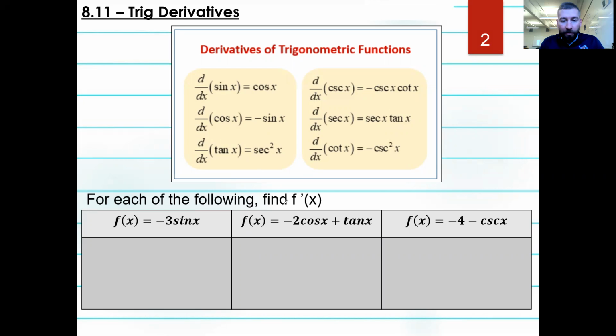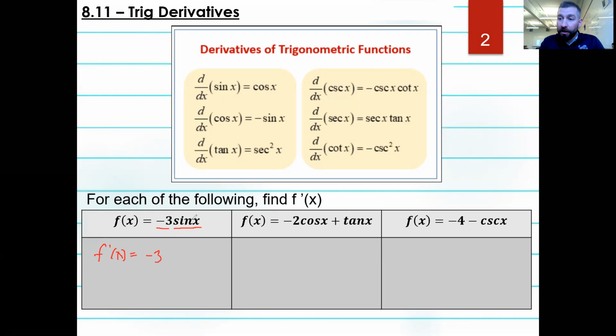For each of the following, we're going to find f prime of x. We're going to find the derivative of these functions. We see a -3 sine x. So we have a coefficient with a function, sine x. I'm going to treat those separately. In fact, one of our rules of derivatives is that we can pull out that coefficient, and we can take the derivative of the resulting function separately.